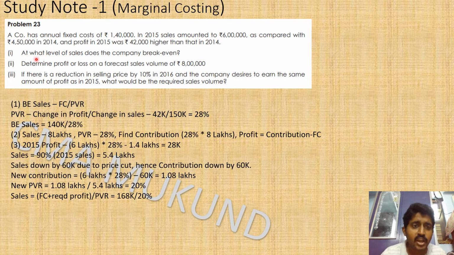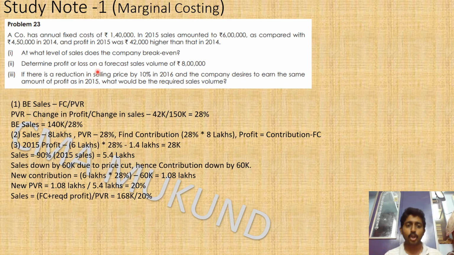So what is the first question? At what level of sales does the company break even? Of course, when these two details are there, the question will ask you about the break even sales. So here the PV ratio comes to 28%. So fixed cost divided by PV ratio, which is 1.4 lakhs divided by 28%, will give you the break even sales quantity.